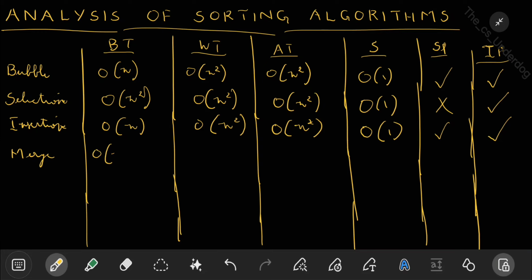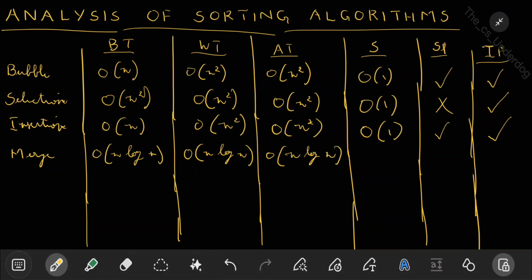In the best case also it is n log n because you have to do the complete merge process. In the worst case also it is n log n, which is much better than n square time complexity, right? What about the average case? Here also it is n log n.